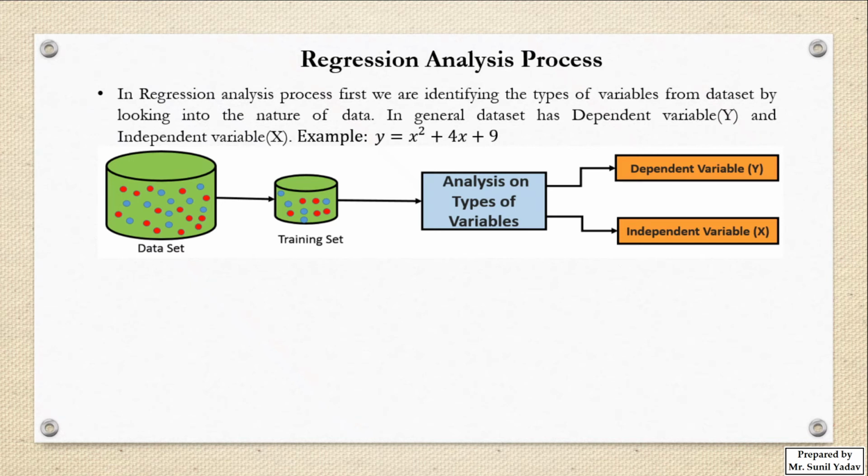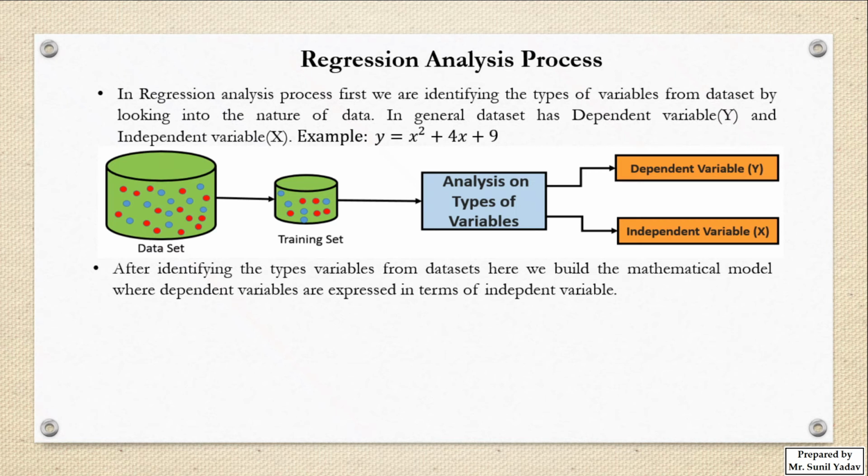For the sake of understanding, we can consider the red color samples as the dependent variable, and the blue color samples as the independent variable. So this is step number one. I hope this step is very clear to you. In step one, we are only identifying the type of variable, and a variable can be a dependent variable or an independent variable. Then after identifying the variables, we go to step number two.